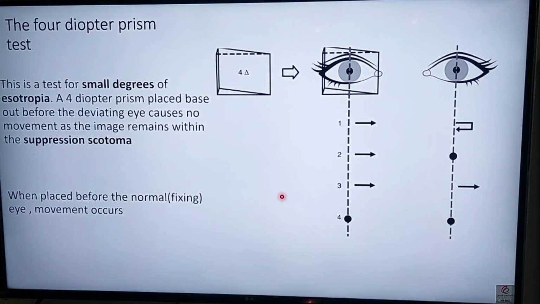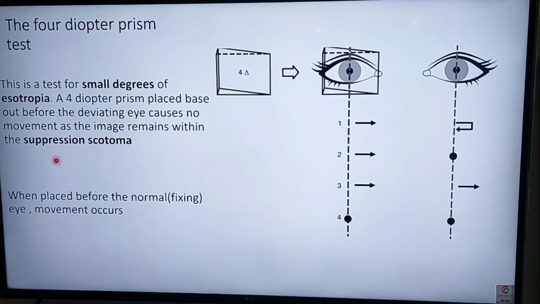Okay, next is the four-diopter prism test. So now this test is for a small degree of esotropia. What is a small degree? That could be any deviation less than 10 diopters. Okay, so now what do you do? A four-diopter base out prism is placed in front of the deviating eye, and will cause no movement as the image remains in the suppression scotoma. What's a scotoma? Can anybody tell? Area of the field within the area.